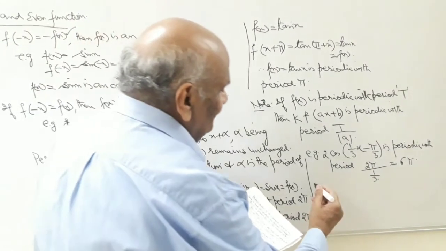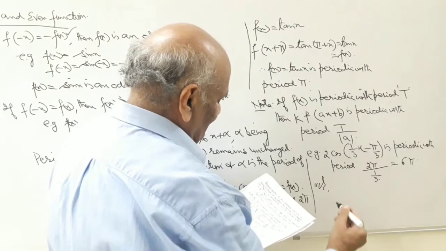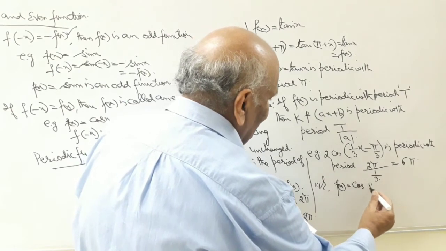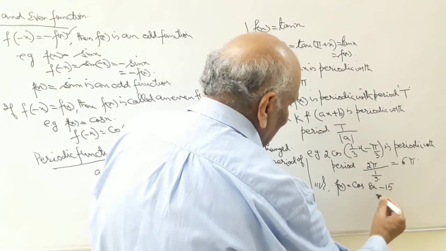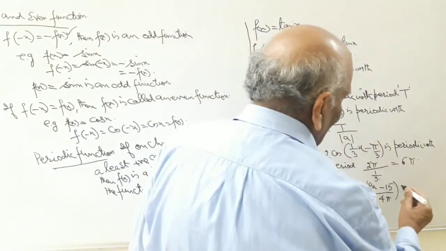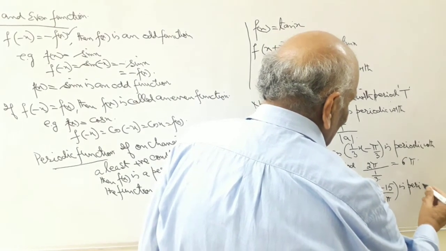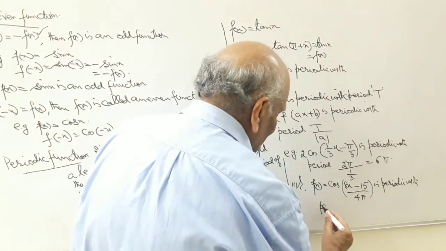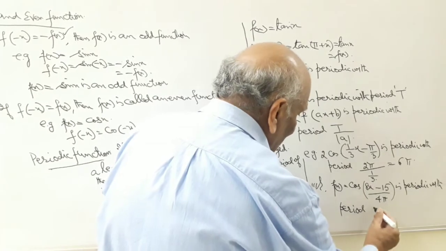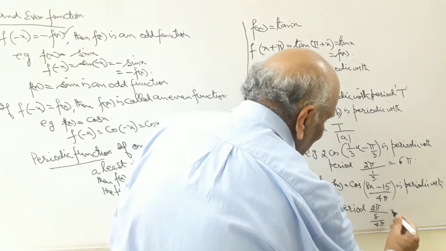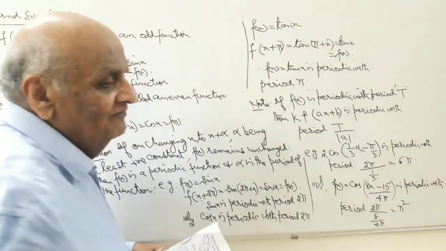Similarly, f(x) is equal to cos (8x minus 15 upon 4 pi). This is periodic with the period 2 pi upon 8 upon 4 pi. See, it is just equal to pi square. In this way we continue. Yes, take up another case.